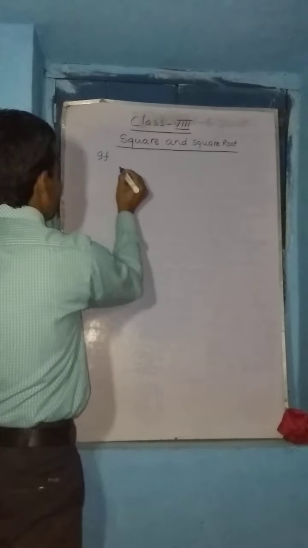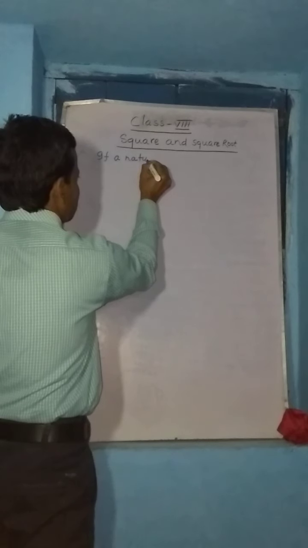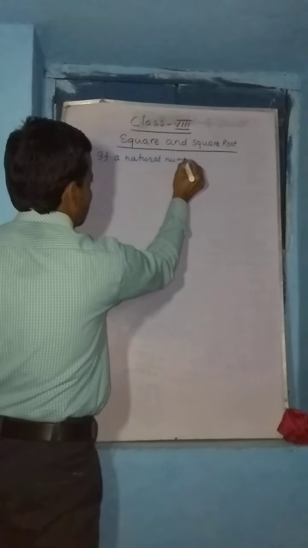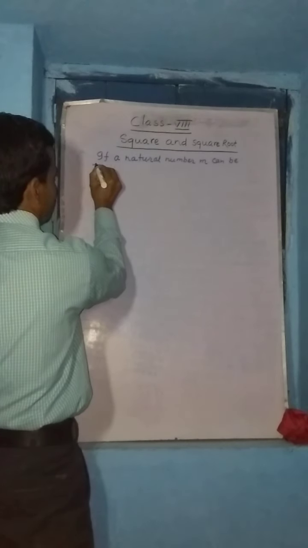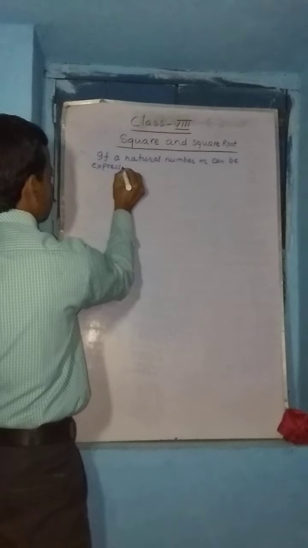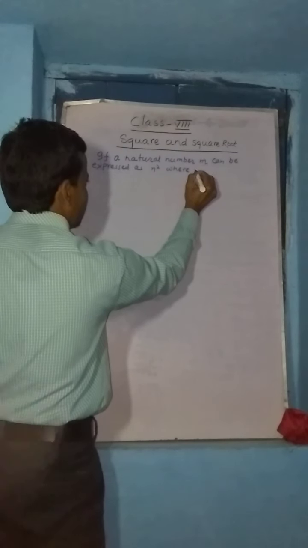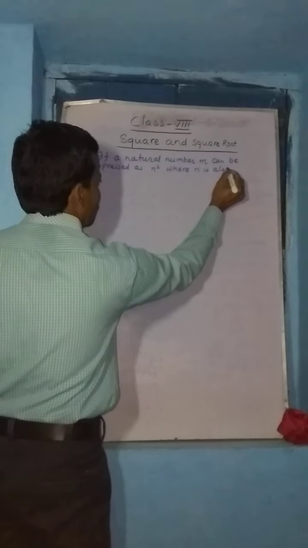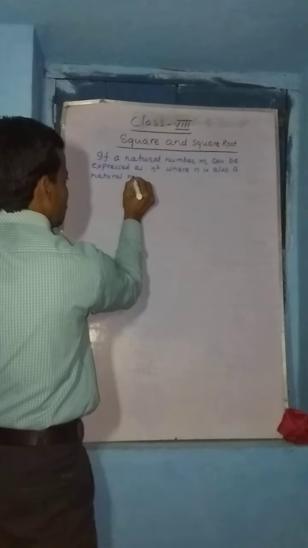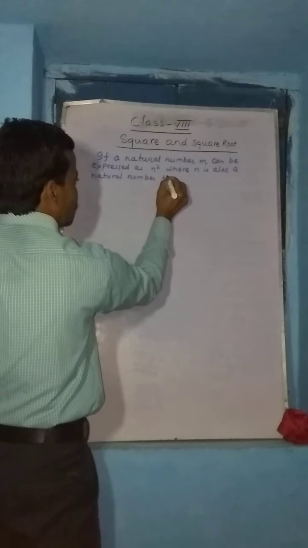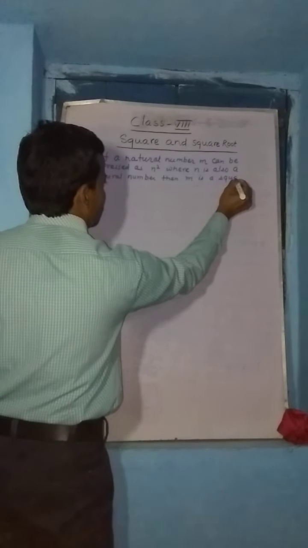If a natural number m can be expressed as n square, where n is also a natural number, then m is a square number.